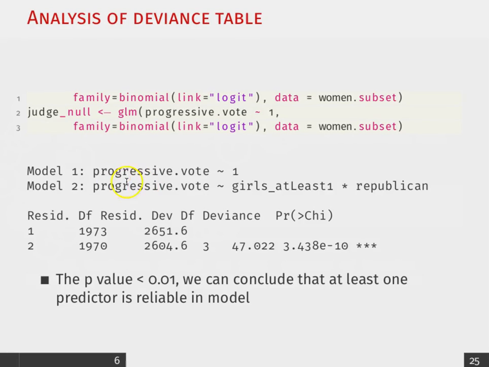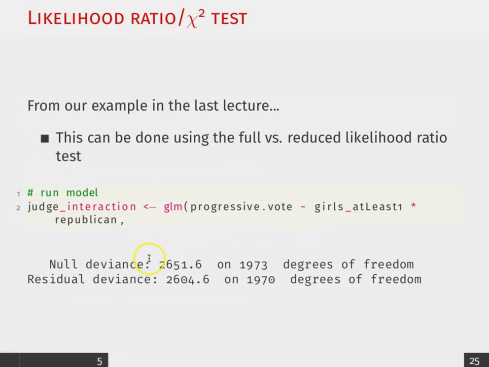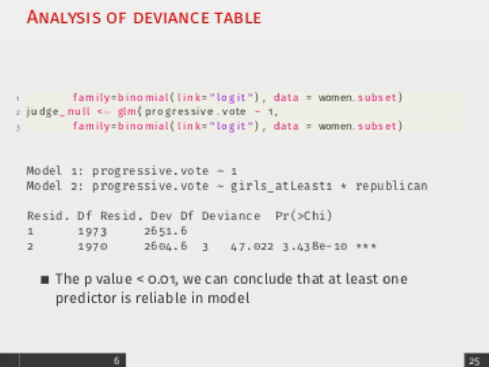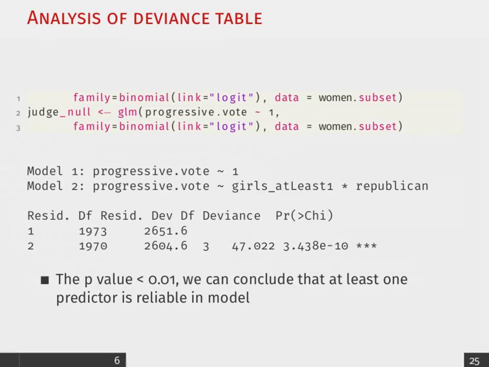And I can look here and actually calculate the deviance for the null model, which again is going to be 2,651. That's what we got before, right? So R is already thinking about this, and you don't technically have to run the null model, but I just wanted to show you that this is in fact what's actually going on. And so what we can see here is that our p-value is much smaller than our critical threshold. And so we can conclude that at least one of these predictors is reliable in our model. And in fact, based on the previous module, we know exactly which one of those it is.